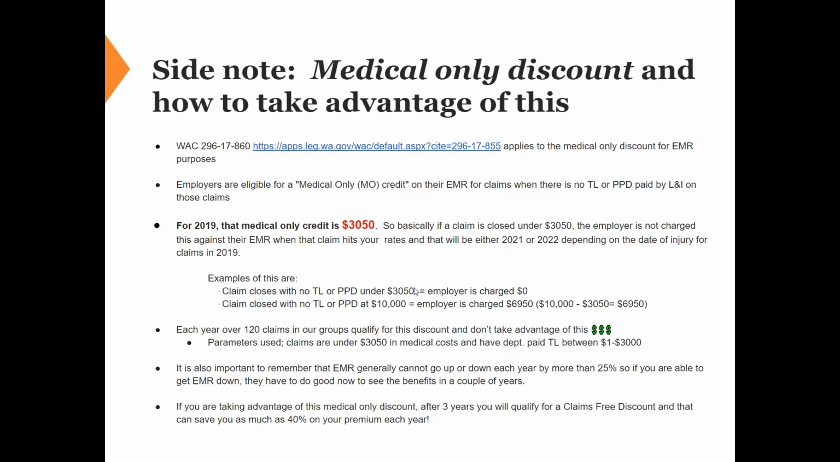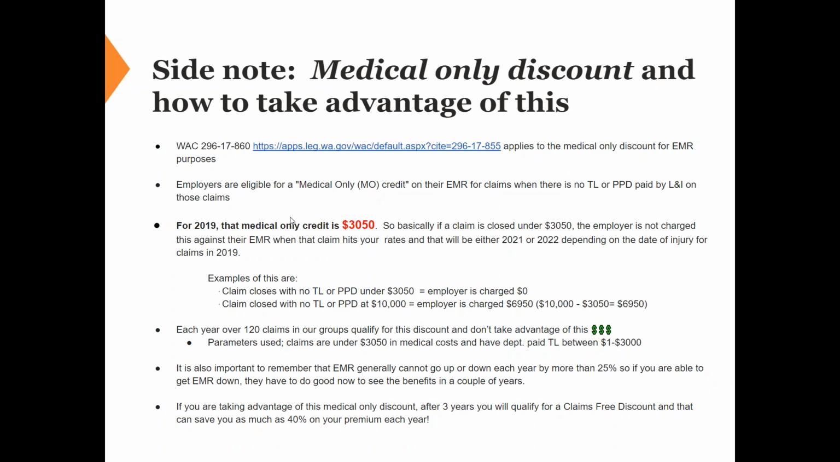So this is a really important side note that I like to bring up whenever I'm doing a training for employers, because I don't think employers, for the most part, are aware of what's called the medical only discount, and it's kind of hidden in the Washington Administrative Code. I like to take every opportunity I can to make sure that employers are aware of this discount. So I've listed the WAC here that applies to the medical only discount in case you're curious and want to check that out.